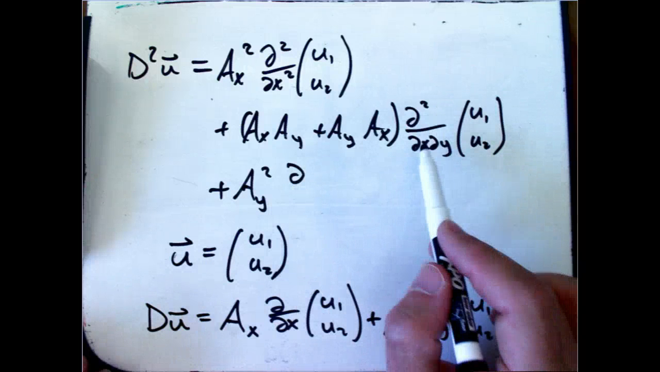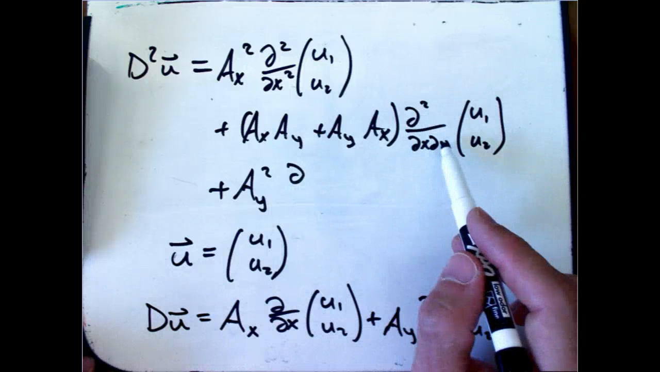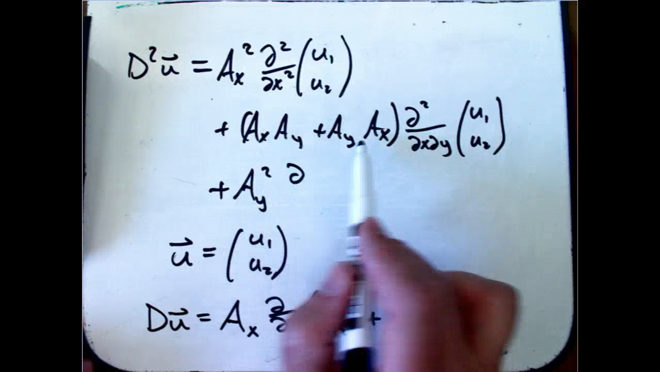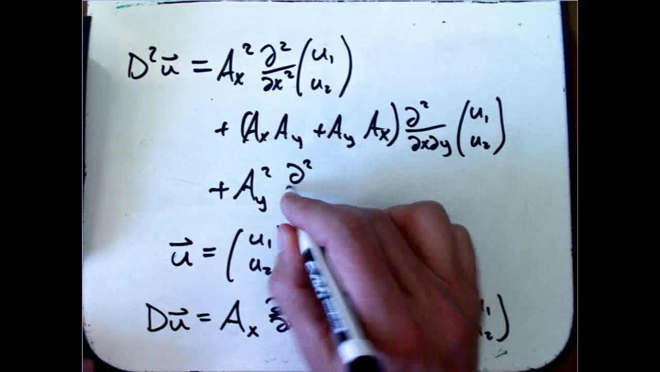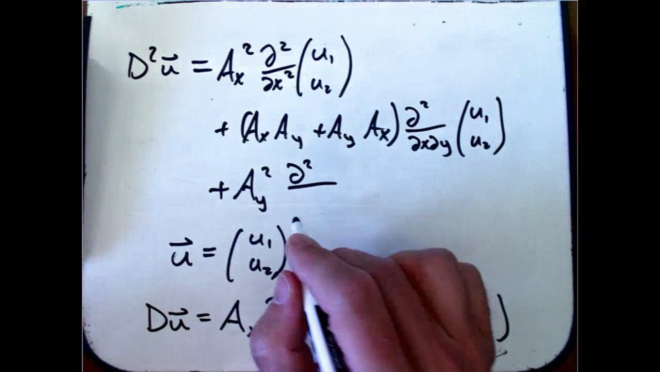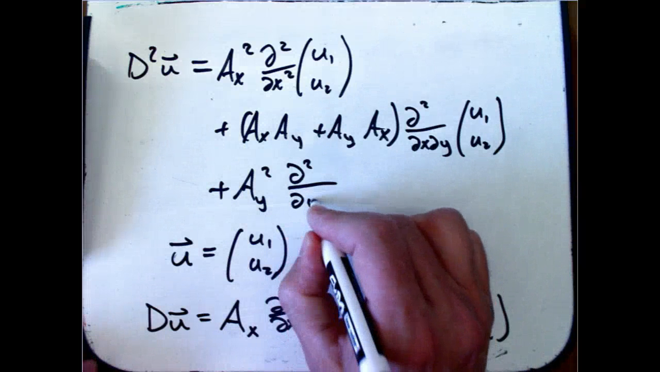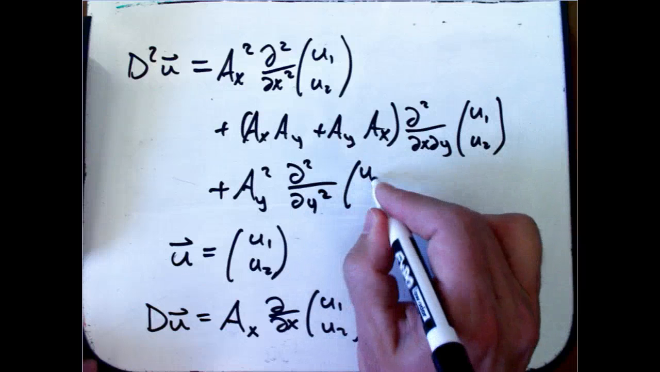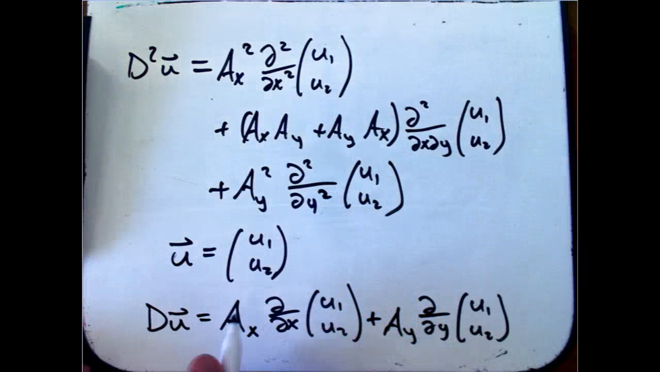That d squared dx dy and dy dx are both the same, so they can be combined, but these matrices do not commute, and so we have to write it out that way. I can't just write that as like 2 A_X A_Y, as in like a squared plus 2ab plus b squared. Okay, and then the similar thing here with the unmixed, another unmixed partial.